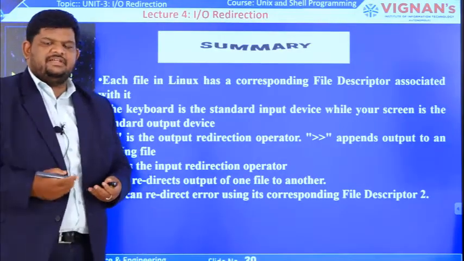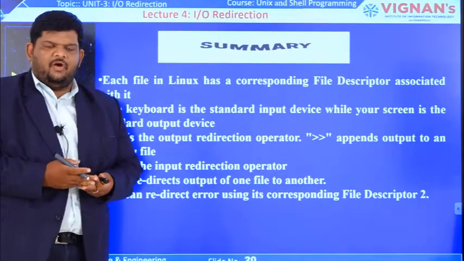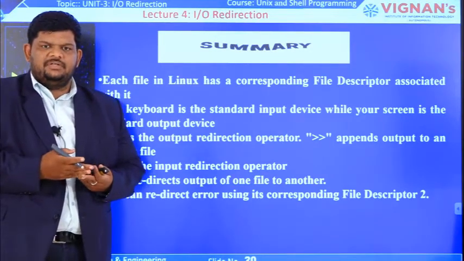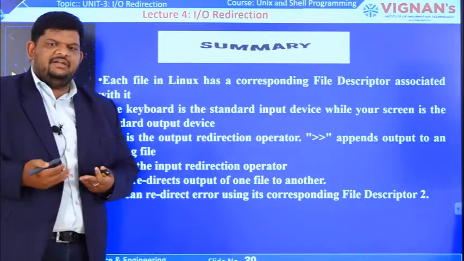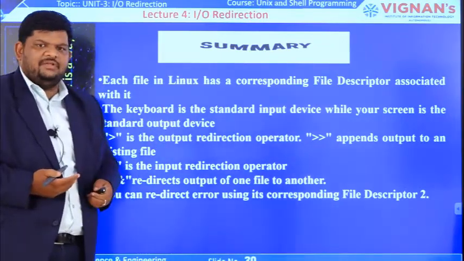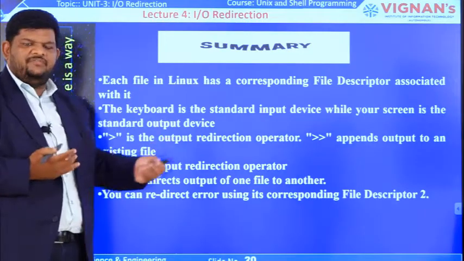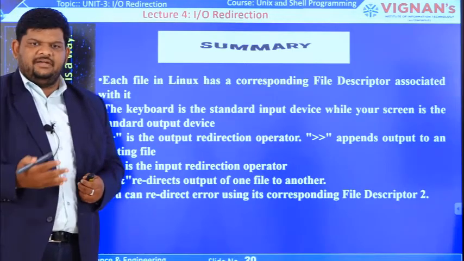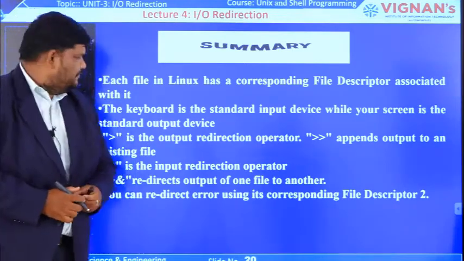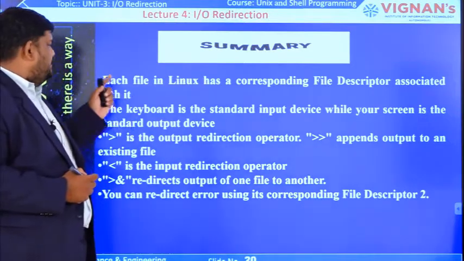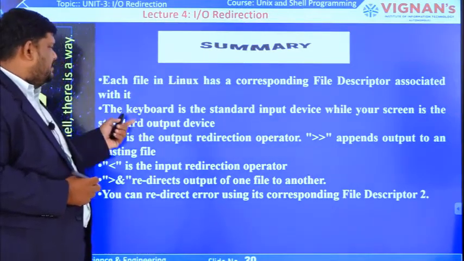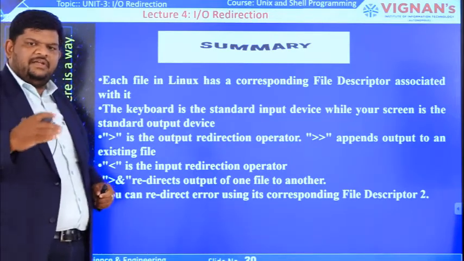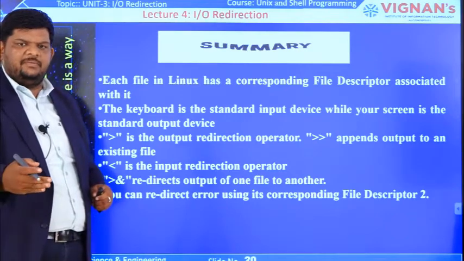We discussed the meaning of standard streams. How many standard streams are present? One is standard input stream, then standard output, and standard error. For every standard stream, there is a file descriptor value. For standard input, the file descriptor value is 0. For standard output, it is 1. For standard error, the file descriptor value is 2. Not only that, we've seen that for standard input, we provide the input through the standard input device, that is the keyboard, while output and error are associated with the standard output device, the monitor.